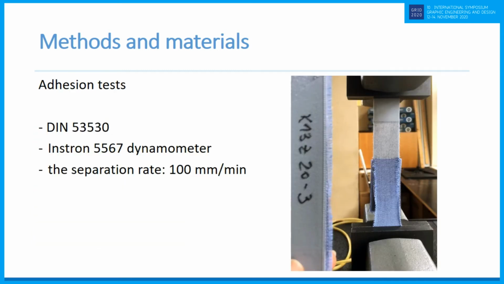T-peel adhesion tests were performed according to standard, using an Instron dynamometer. The separation rate was 100 mm per minute.